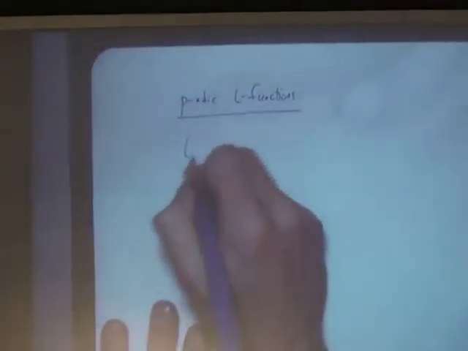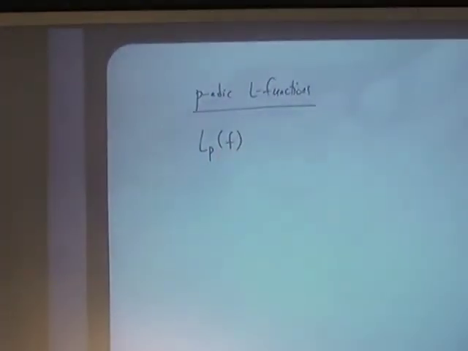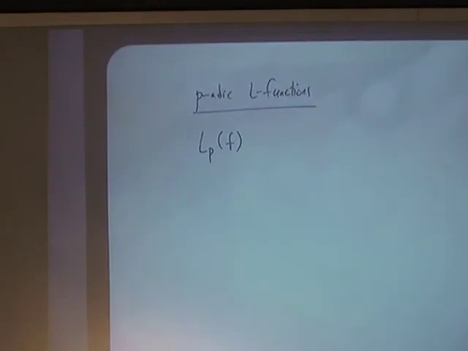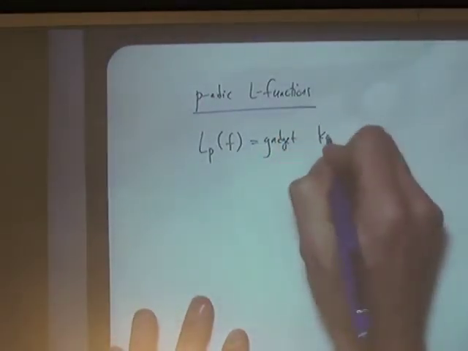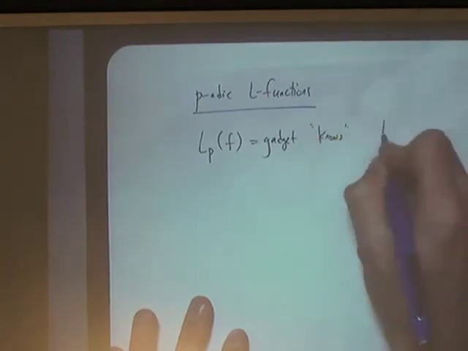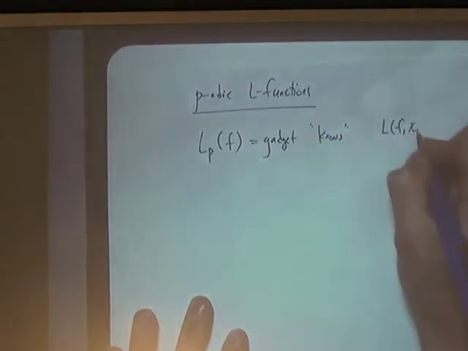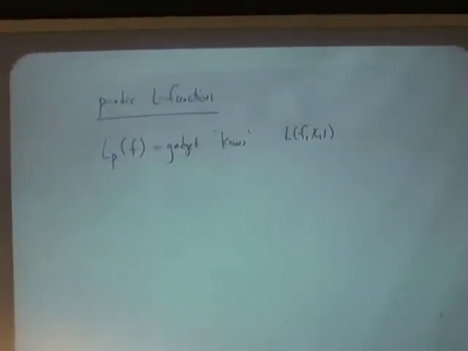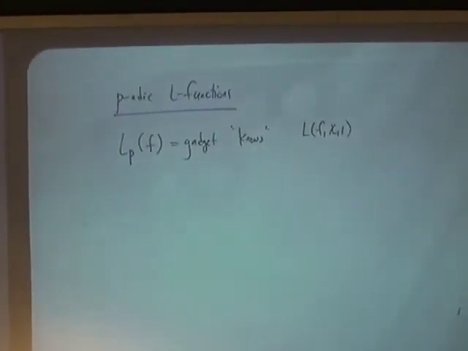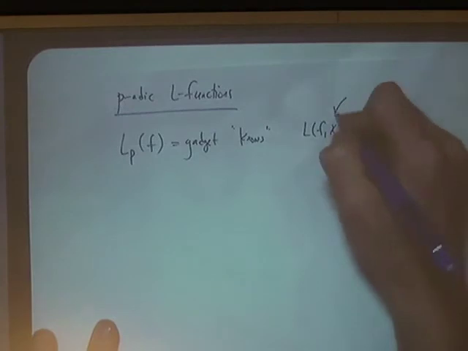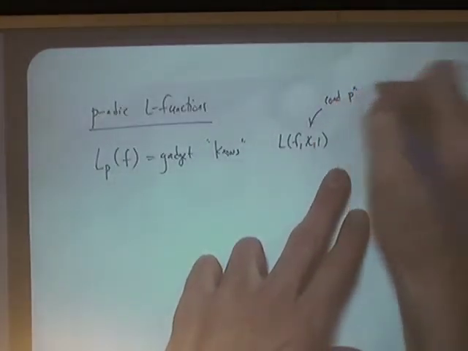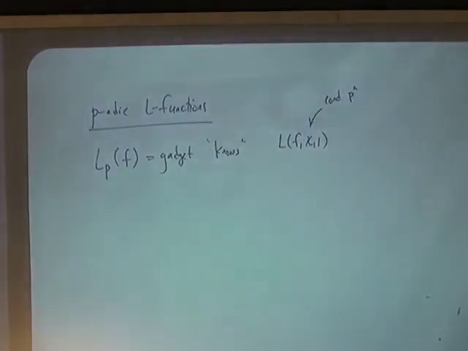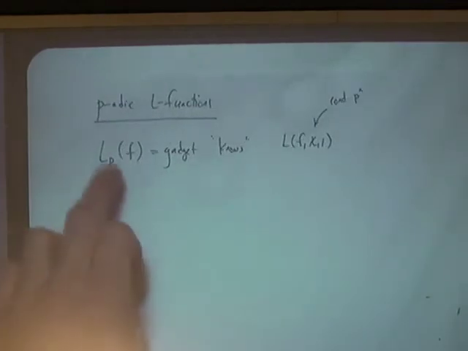Okay, so let me write it as L_p of f, the p-adic L function attached to a modular form. This should be some gadget that knows all of the complex L values. You take the L series of f and twist it by characters, evaluate at 1. Here, chi is a Dirichlet character of conductor some power of p. So I run through all Dirichlet characters of prime power conductor, and I look at all these L values, and this gadget should know them.